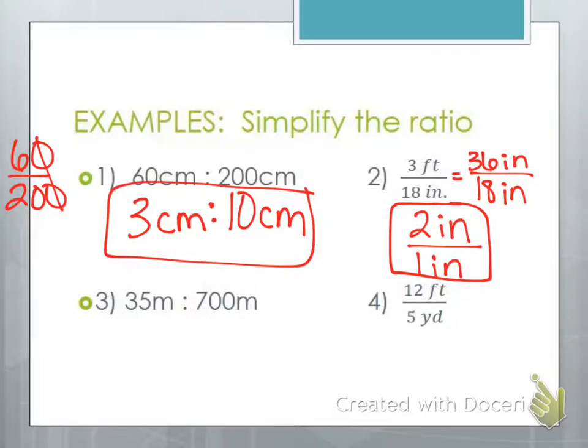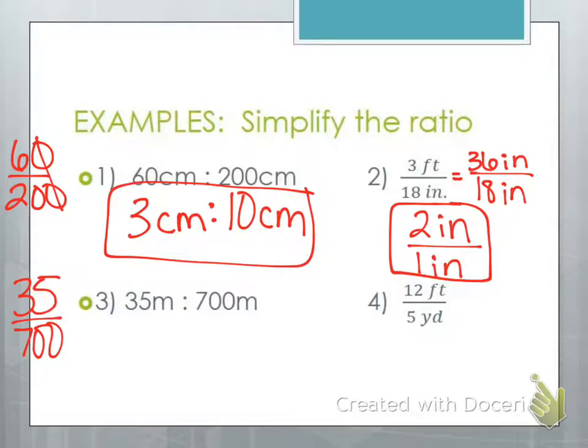Again, if it helps you to visualize it as a fraction instead of using a colon, you can write it as 35 over 700 for now. What is something that both of those are divisible by? 5. Okay, they're both divisible by 5, so we could start there. They're also both divisible by 7, if you'd rather start there. So let's start with 7 and just see where that gets us.